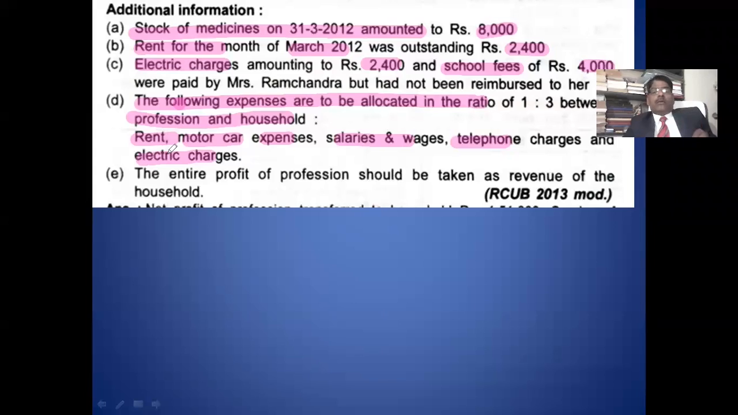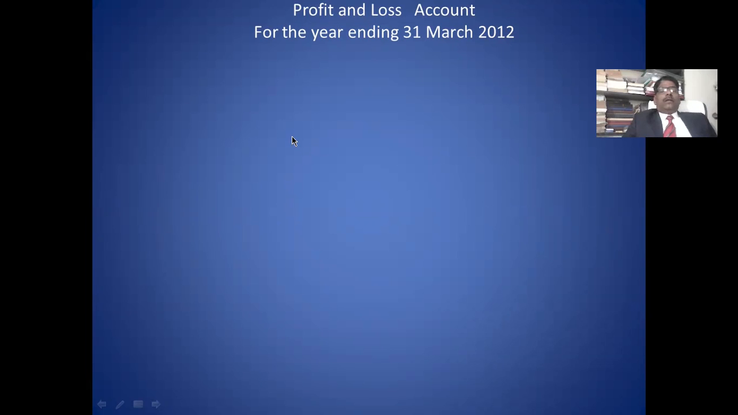5 items are common. So out of common, 1/4 you take in the P&L account, remaining 3/4 you take in the income and expenditure. Okay, so next the entire profit you transfer to household, means income and expenditure. This is same as previous case. Okay, in this way you complete the problem. In this profit and loss account, you have to take professional related items.